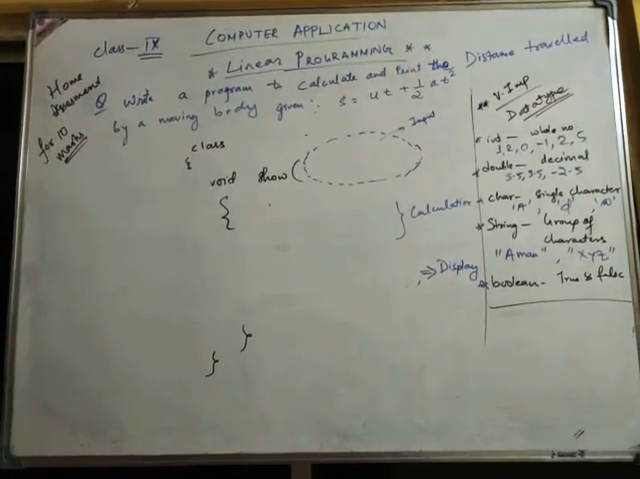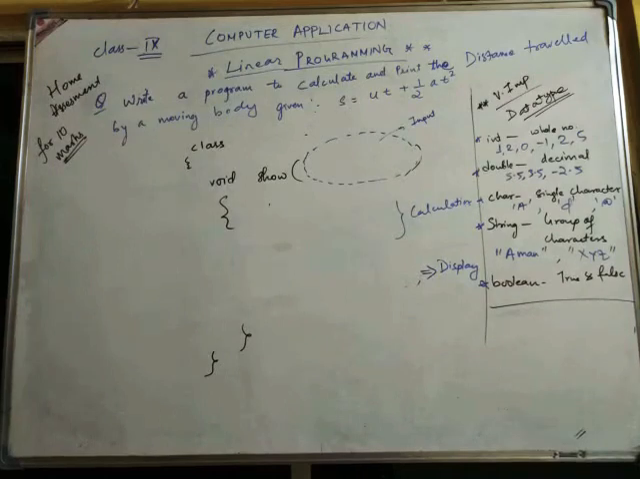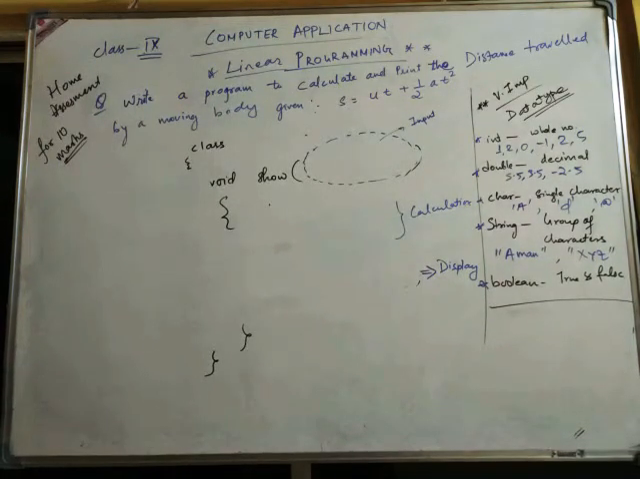Now the next question is to calculate and print the distance traveled by a moving body, given s equals ut plus half at square. This is a formula for calculating distance traveled. If I want to calculate the distance, which is s, I need to have u, t and a. If I know the values of u, t and a, I can calculate the distance traveled by a moving body. Clear?